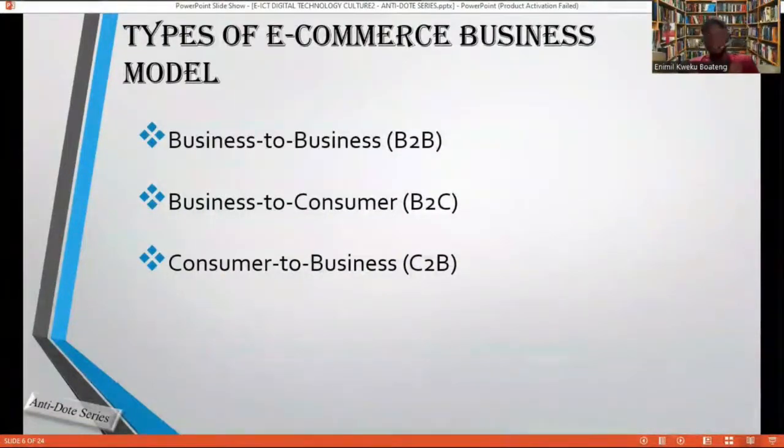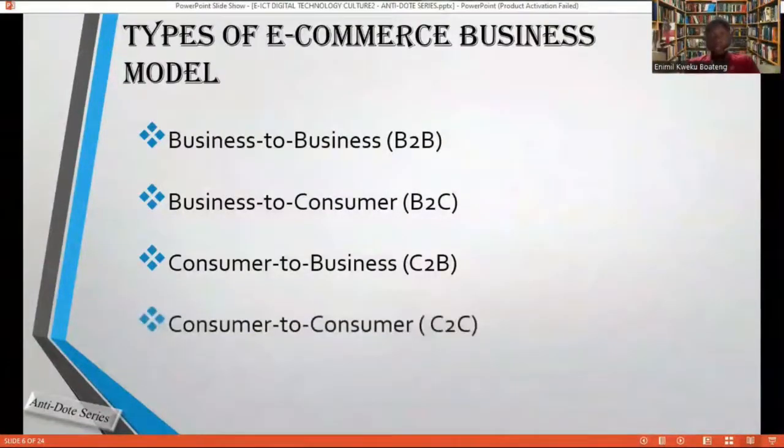You should know that is different from business to consumer. With business to consumer, it is the business entity providing the services to the consumer. With consumer to business, it is the consumer or the individual that is providing these services to the business entity. And then we have the last one to be consumer to consumer.